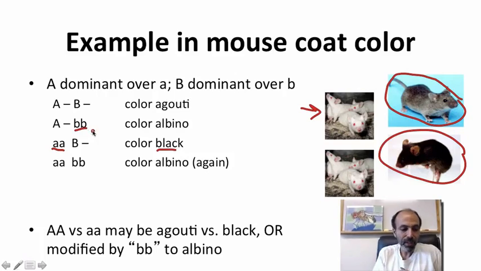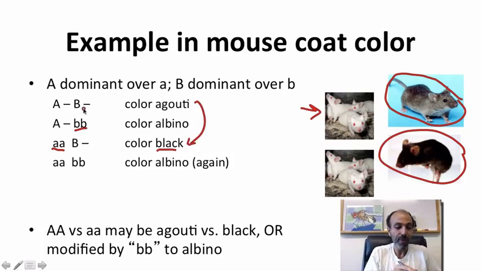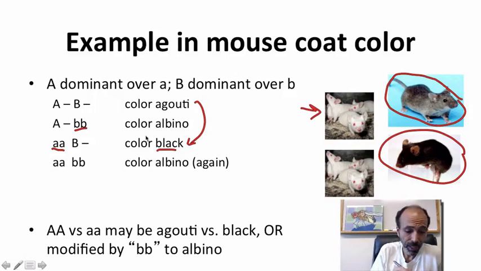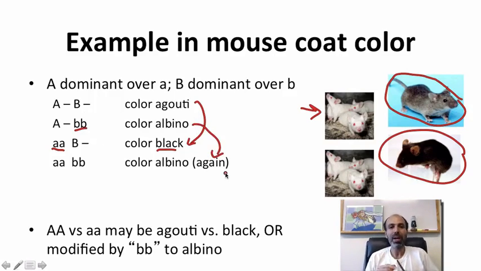So what happens here is what's going on at B moderates the effect of A. So A changes you from agouti to black if it's with a big B. In contrast, if you're with little b, then what's going on at A doesn't matter, because you're always going to be albino. So again, you have this masking of the effect of one gene. You're masking what's going on at A because of the genotype at B. So that is an example of epistasis.